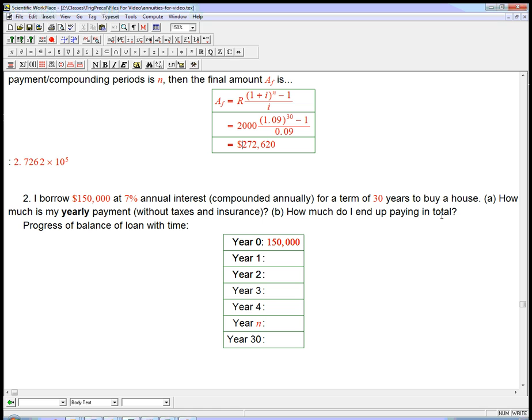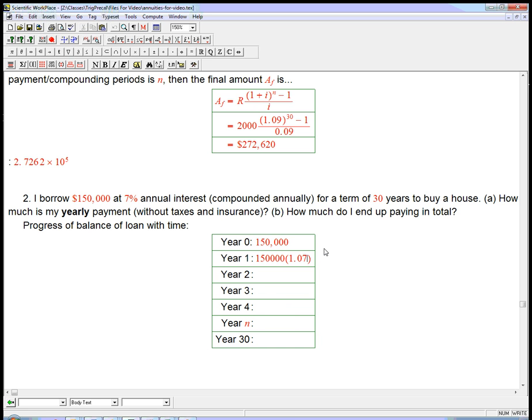And then how much do you end up paying in total? Well, that's interesting. Probably more than $150,000, and it's going to be interesting to see how much more. So here's the way I like to do it. Here's the progress of the balance of the loan with time. Year 0, you haven't started the process. You owe $150,000. Year 1, you owe $150,000 times 1.07. So they've charged you interest on the amount, but then you've paid off your payment.